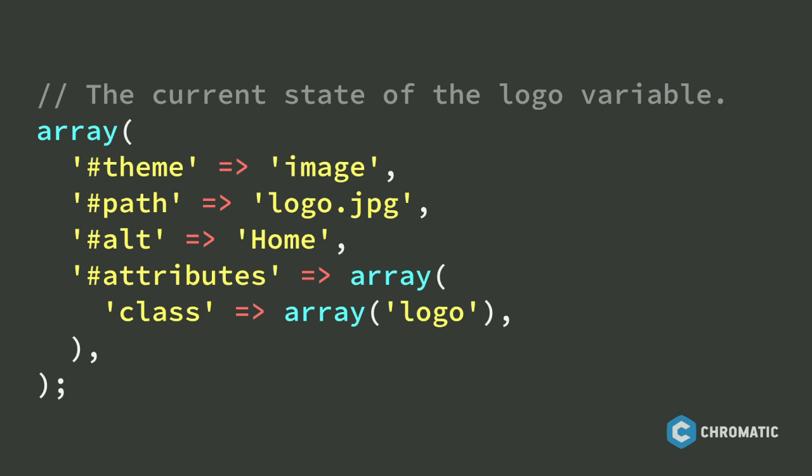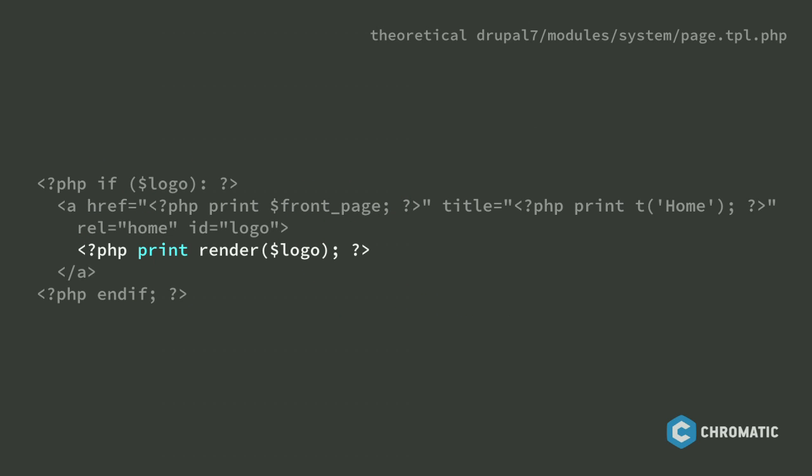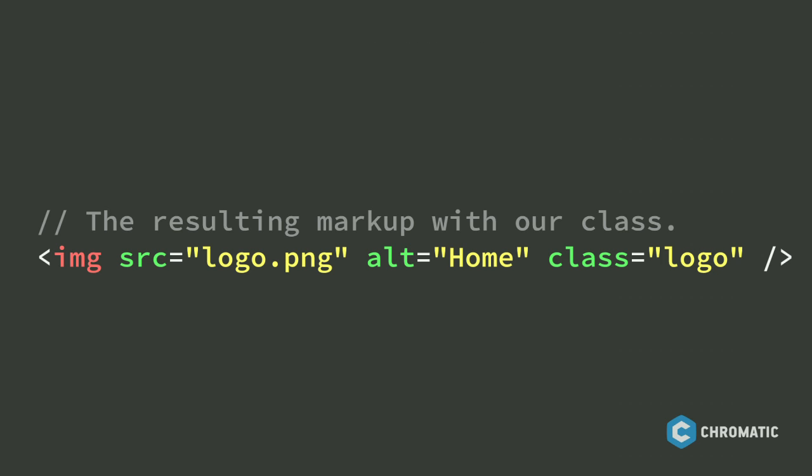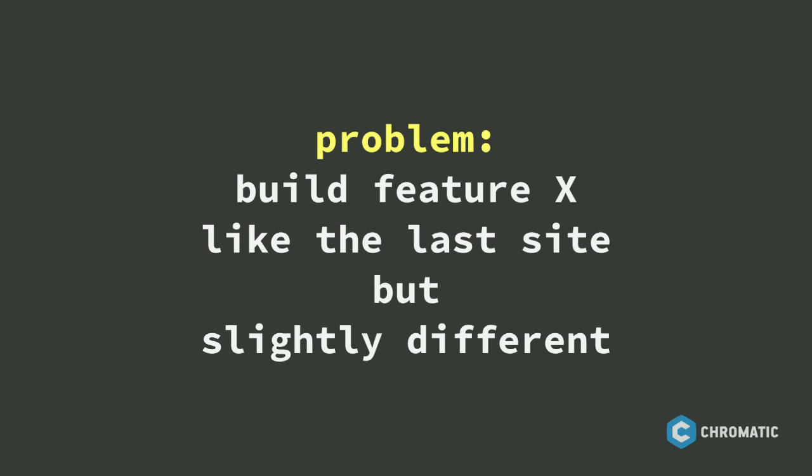This is what our render array looks like. It has the class that we just added. And it's going to remain an array until the template calls the render function on that variable, and we'll get the markup that we're looking for without altering the page template at all, without repeating any code, just one line from a preprocess function. So this accomplishes our original goal and helps us solve our original problem.